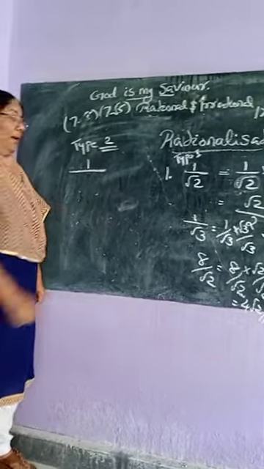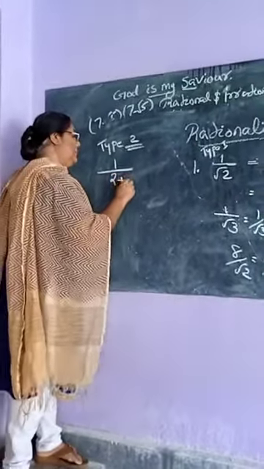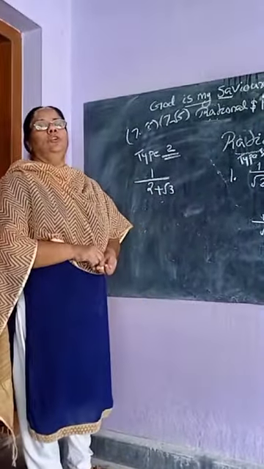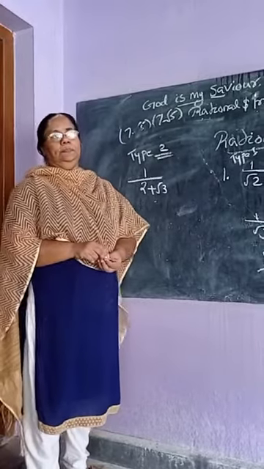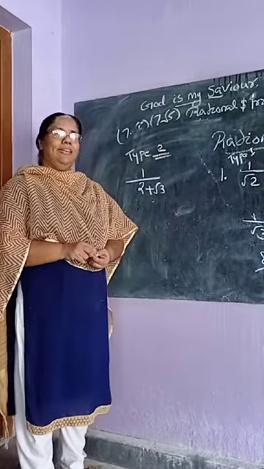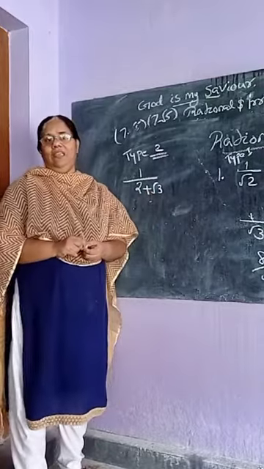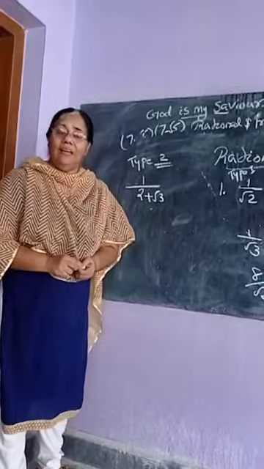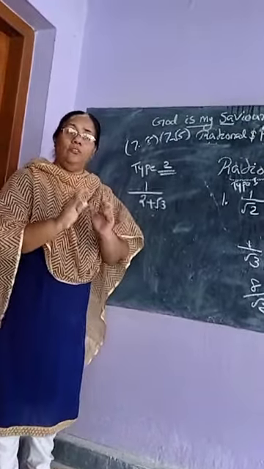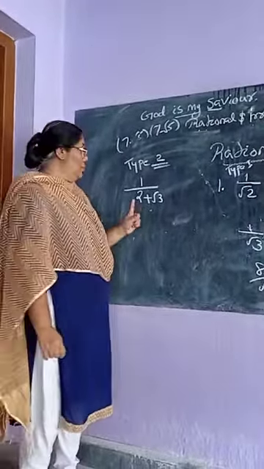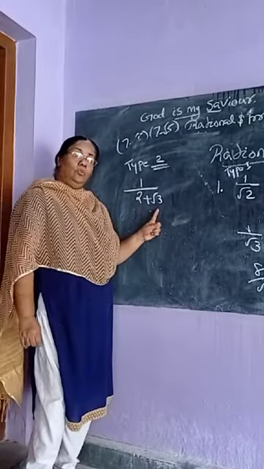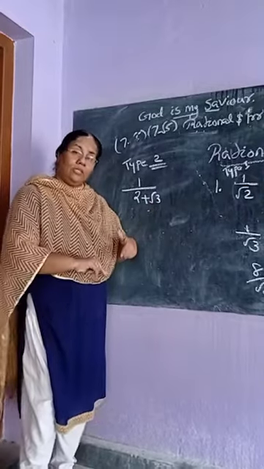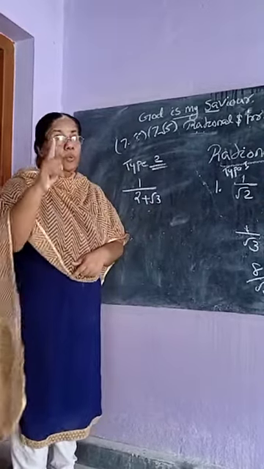Rationalize 1 by 2 plus root 3. Here the denominator is 2 plus root 3, isn't it? Then take the conjugate of the denominator. What is the meaning of conjugate? If it is 2 plus root 3, the conjugate is 2 minus root 3. If it is 2 minus root 3, the conjugate is 2 plus root 3.